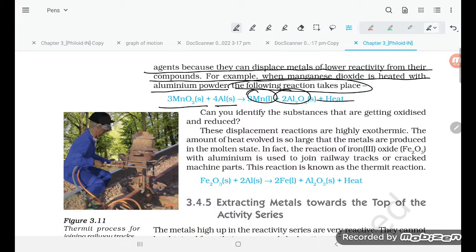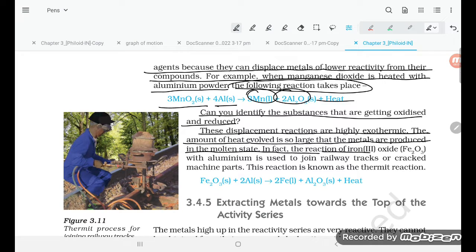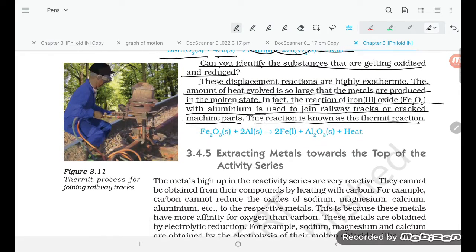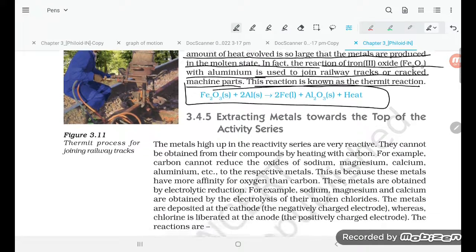Can you identify the substance that is getting oxidized and reduced? These displacement reactions are highly exothermic. The amount of heat evolved is so large that the metals are produced in the molten state. In fact, the reaction of iron(III) oxide with aluminum is used to join railway tracks or cracked machine parts. This reaction is known as the thermite reaction. Fe2O3 plus 2Al gives 2Fe plus Al2O3.